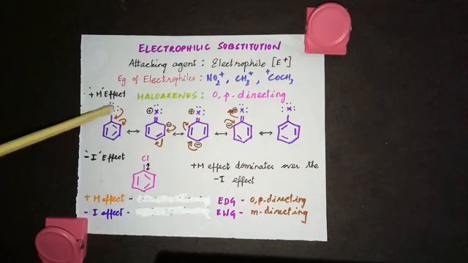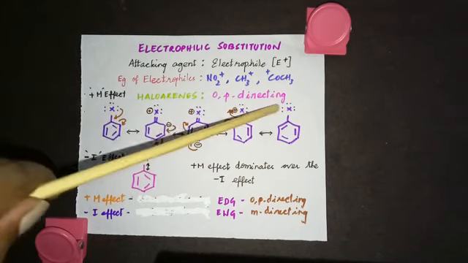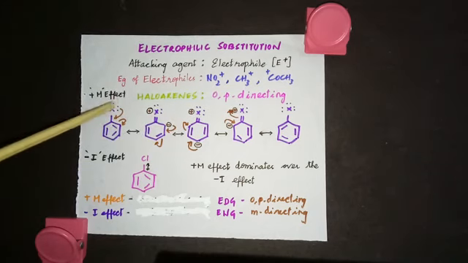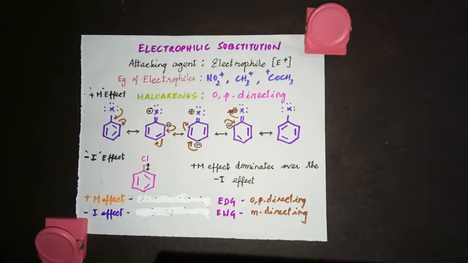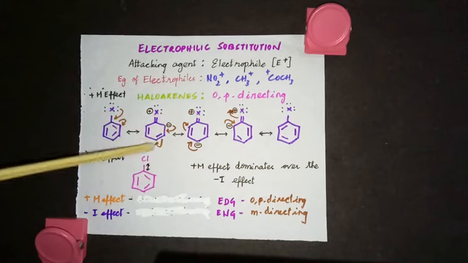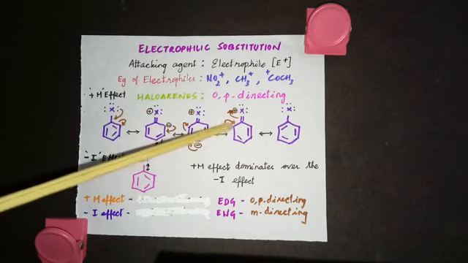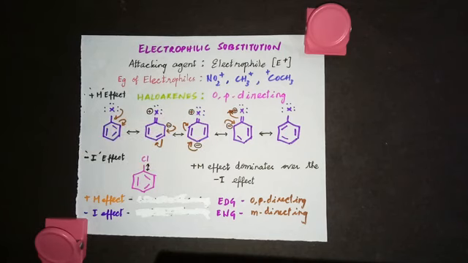So we call this ortho para directing. So this chlorine or any halogen is directing the incoming electrophile to go to the ortho and para position. Why is it going to the ortho and para position? Because of this resonance, the ortho and para positions become electron dense compared to the meta position, which is very obvious from this picture with the negative charge on the ortho and para positions. So this halogen is an ortho para directing group.